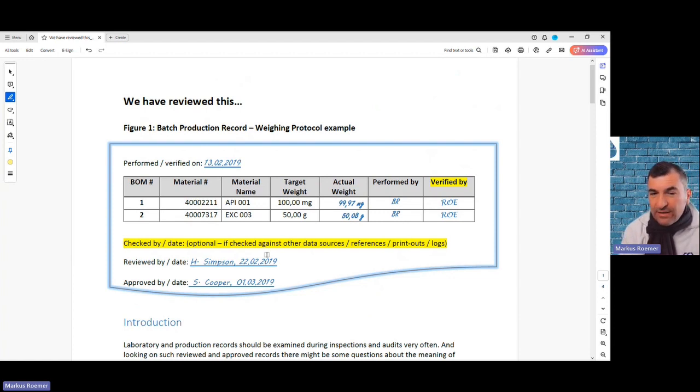So I hope that was a good thought, a good trigger for you to think about review, verifications, checking, reviews, and approvals of things like this.